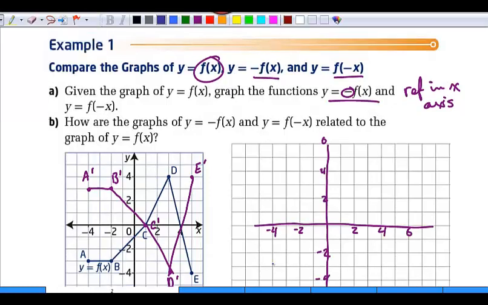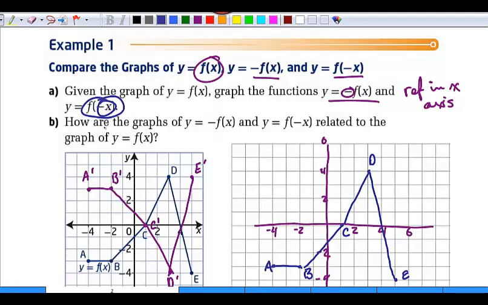For the second one, y equals f of negative x, we've built a little axis over on the side here. I'm redrawing the original function in blue. Points A, B, C, D up here, and E. And then because we're changing the sign of the input, we're changing the sign of the x-coordinate, then that's going to be a reflection in the y-axis. The x's are going to change sign.